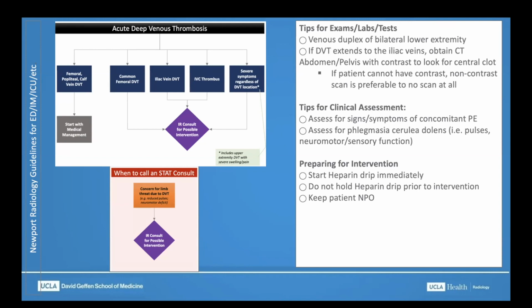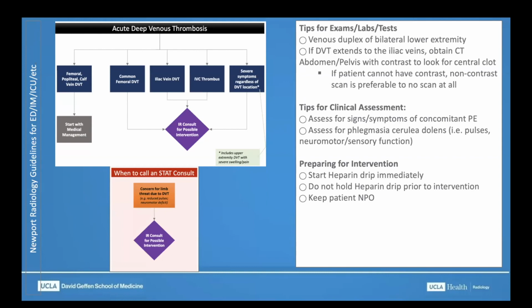Now, if the patients are going to need a catheter-directed treatment, they typically are placed on a blood thinner immediately. So typically on a heparin drip, we bring them to IR, we stop the heparin drip right before the procedure starts, and then we sort of bolus blood thinners through the procedure.